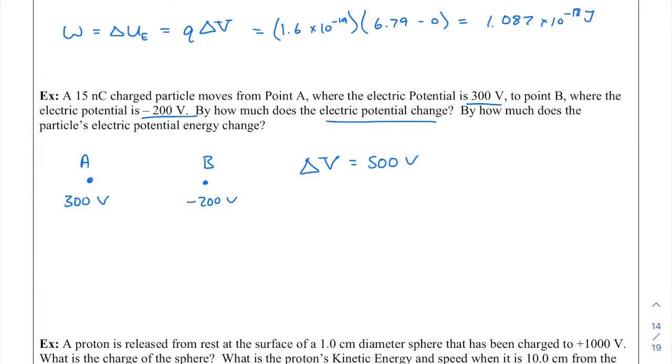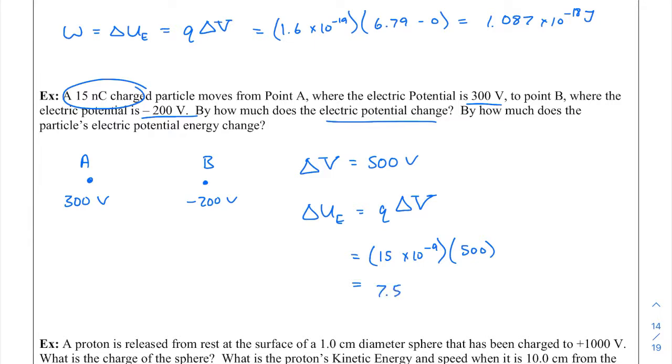And then how much does the particle's electric potential energy change? Again, our change in potential energy is just equal to our charge times the change in voltage that charge is experiencing. So pretty straightforward calculation: it's the charge of our particle, 15 nanocoulombs, so 15 times 10 to the negative 9, times our voltage difference of 500. When you crunch that out, you should get 7.5 times 10 to the negative 6 joules as our energy change.